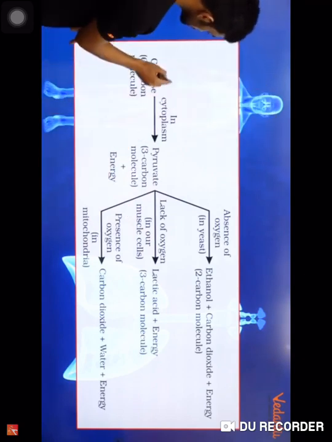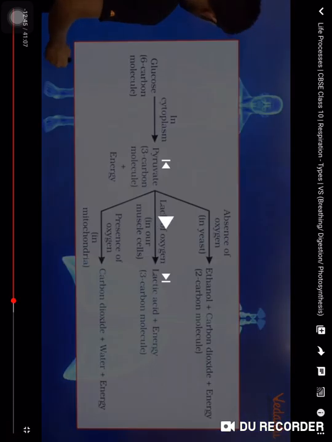When the food... Now I'll explain. Actually, what happens? The glucose which is present in the blood, it is broken down with the help of oxygen. Means respiration is taking place, and this takes place in cytoplasm.